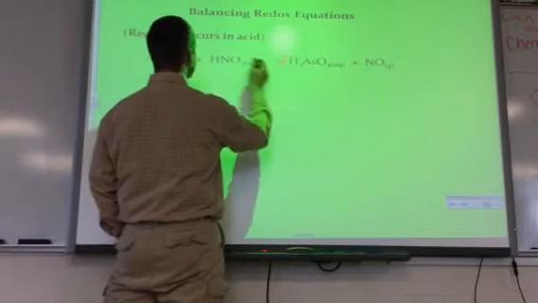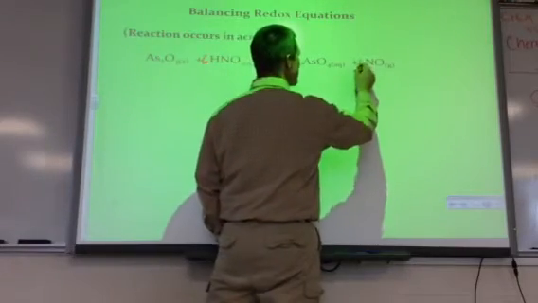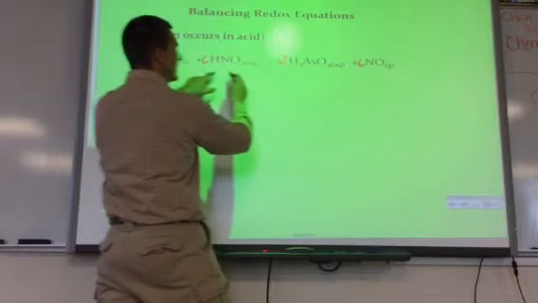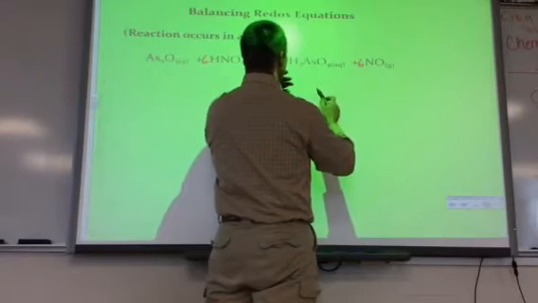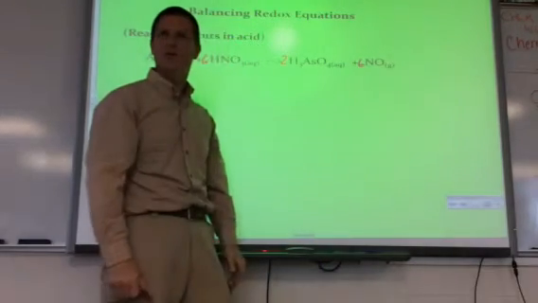Hydrogens. I got 6 hydrogens, so I'll put a 6 there. That makes 6 N's, so I'll put a 6 there. Hopefully the oxygens balance out. Let's see, I have 18 plus 3 is 21 oxygens. And then over here I have 8 plus 6 is 14 oxygens. Shoot. Everything's balanced except the oxygen. What the heck do I do now?